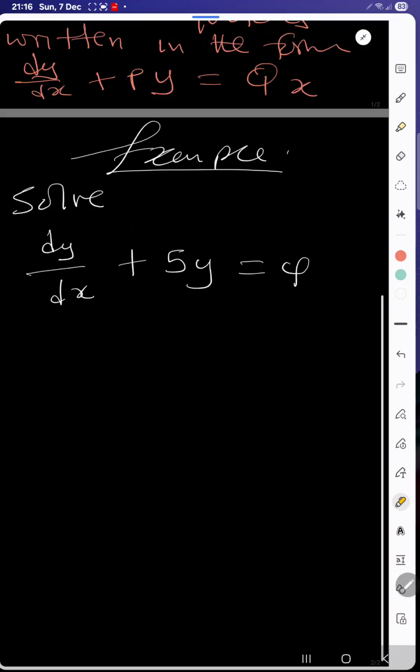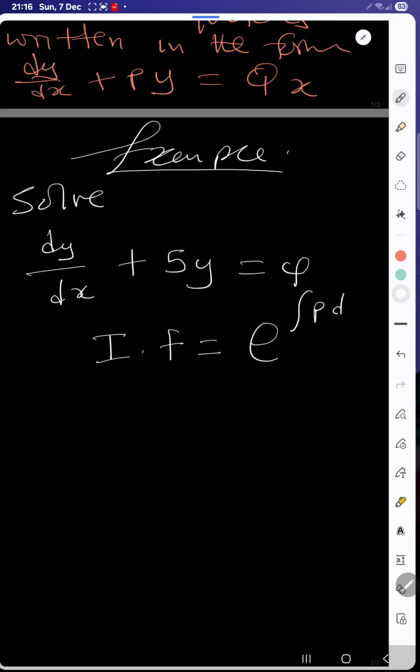To solve linear differential equations, you should start by getting what we call the integrating factor. Now, how do you get this integrating factor? It is found by this formula, which is e to the power of the integral of P dx. So let's try to do that.